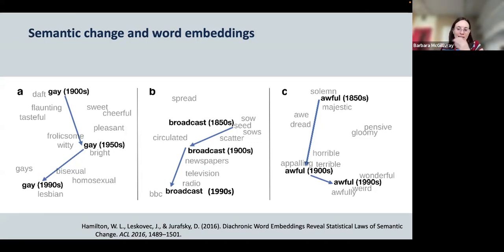And then in the 1990s, you see radio, television, BBC, so a more television media context.